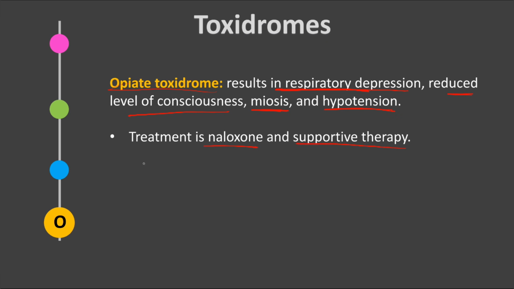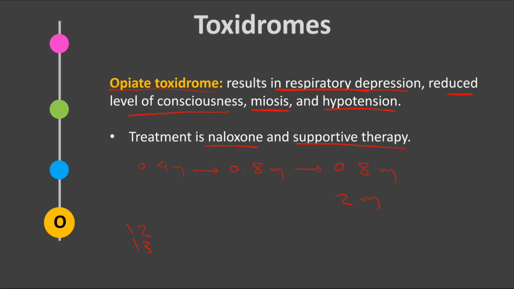The naloxone dose is 0.4 milligram. If the patient does not improve after 1 minute, you use 0.8 milligram. If not improved after 1 minute, another 0.8 milligram. A dose up to 2 milligram can be used. What is your goal? Your goal is to increase the conscious level to about 12 or 13.